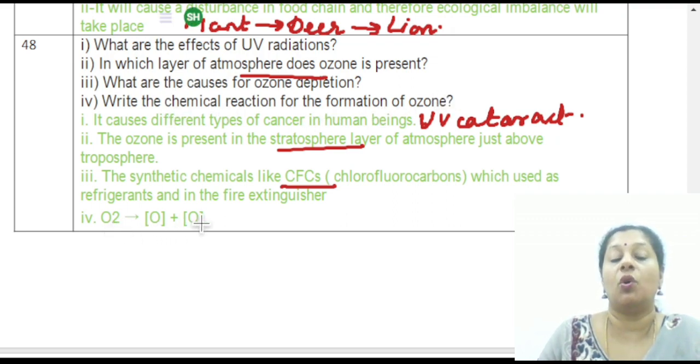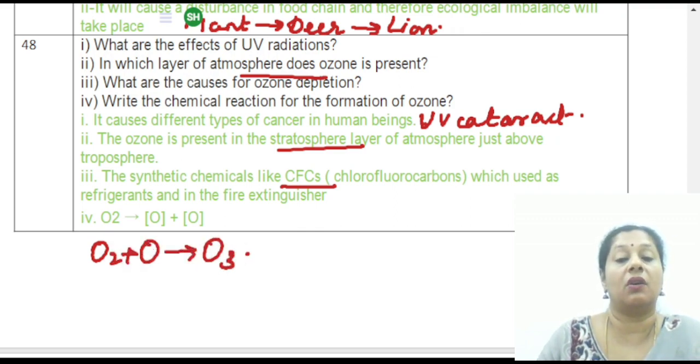O2 will deplete to form O and O. This O2 and this O will become the triatomic molecule of oxygen, that is called a ozone.